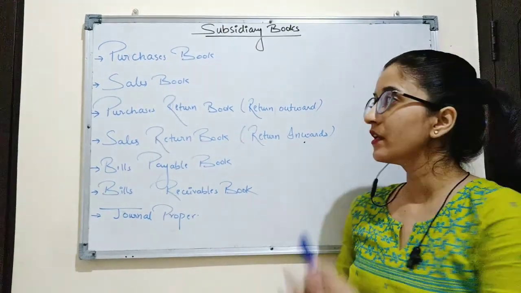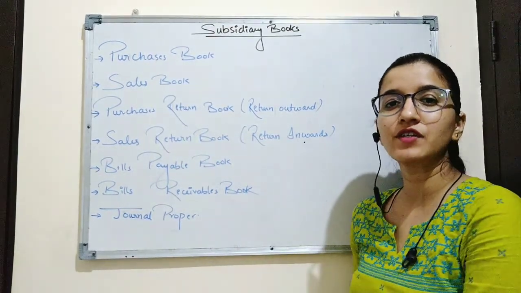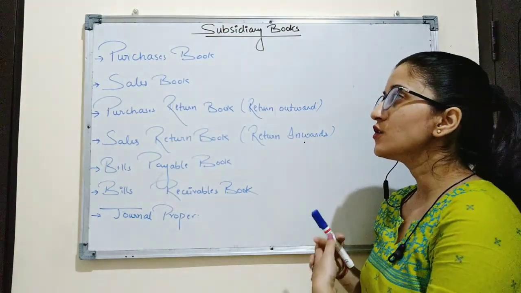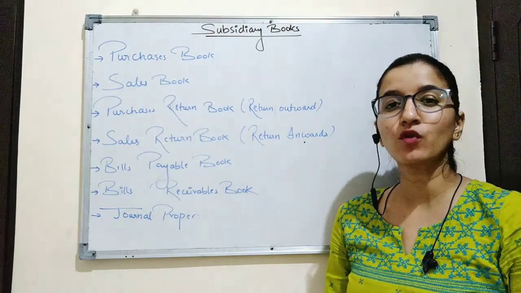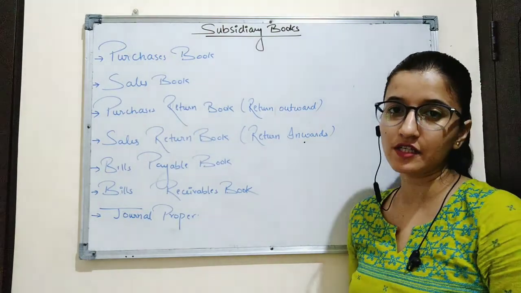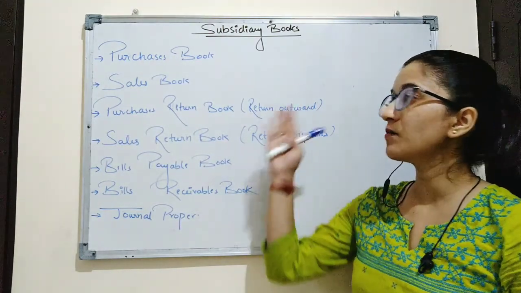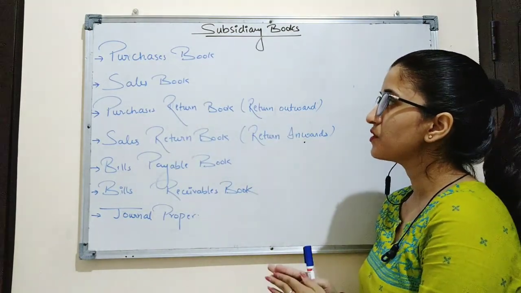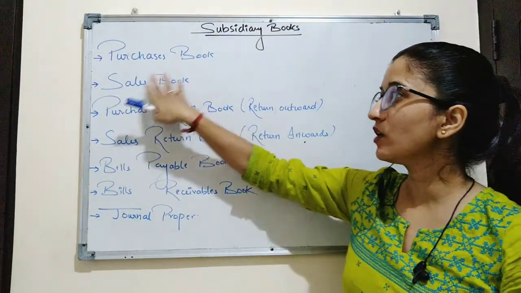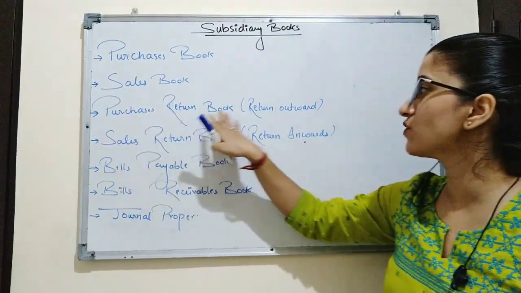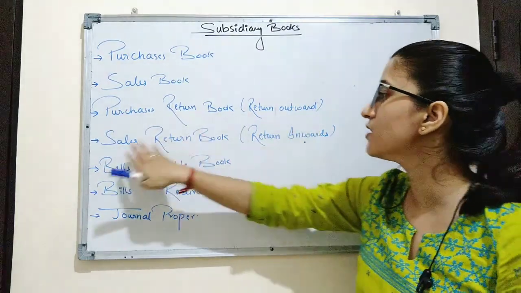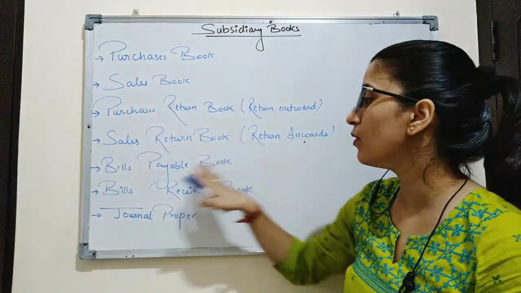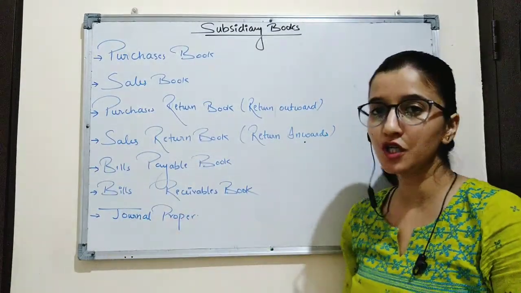Hello everyone. As in the previous session, we have discussed cash book, single column cash book and double column cash book. So we have studied that in cash book we record only those transactions which are related to cash, whereas in subsidiary books we record all non-cash transactions. So these subsidiary books are purchases book, sales book, purchases return book which is known as return outwards, sales return book which is also known as return inwards, bills payable book, bills receivable book and journal proper.